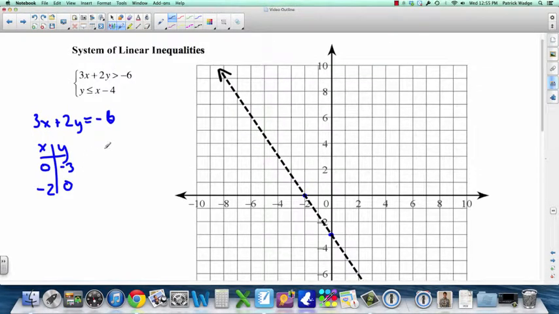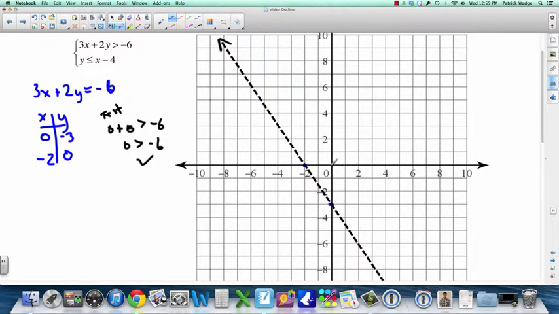For the test point, if I put (0, 0) in here, I get 3 times 0 is 0, plus 2 times 0 is 0, is greater than negative 6. Is it true that 0 is greater than negative 6? Yes, it is. So that means, in this case, that the origin worked, which means all the points on this side work. So I'm just going to put some check marks along here. If you want, just don't shade it at all, and we'll come back to it in a second.